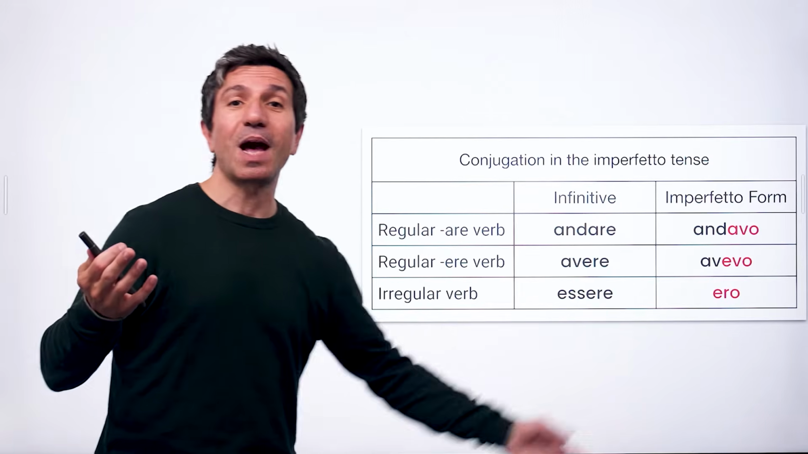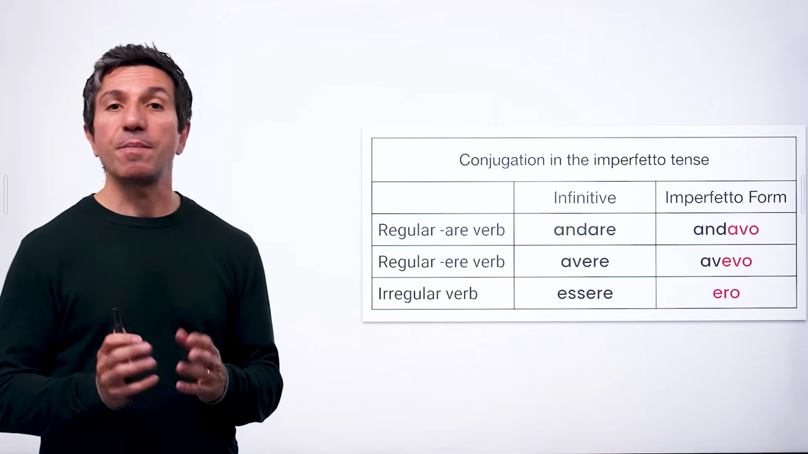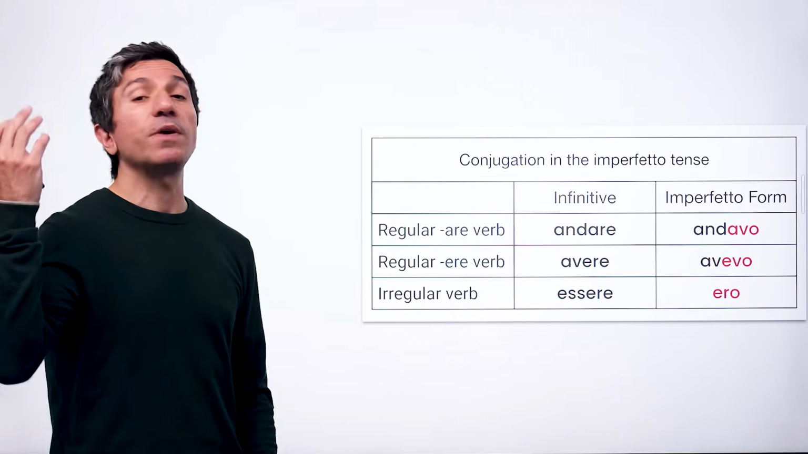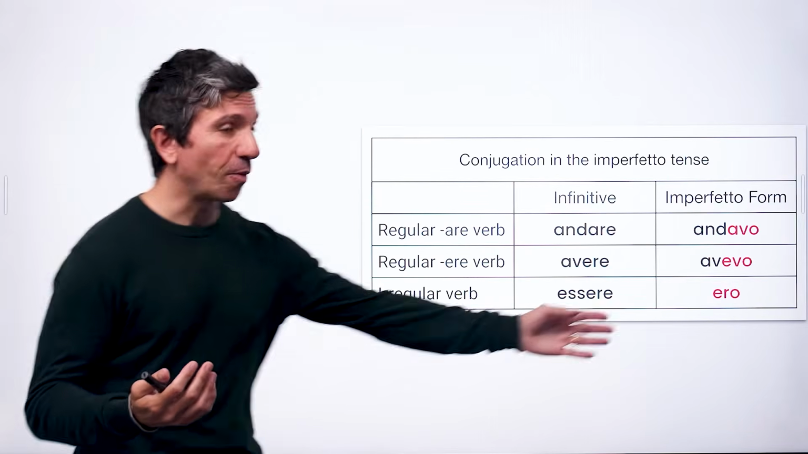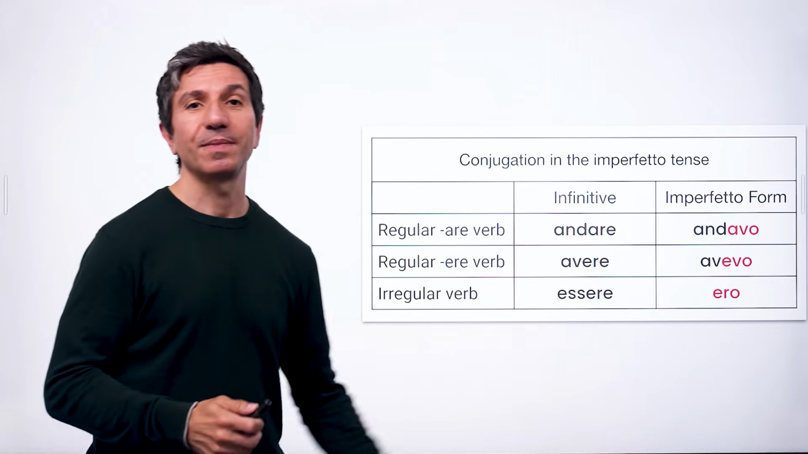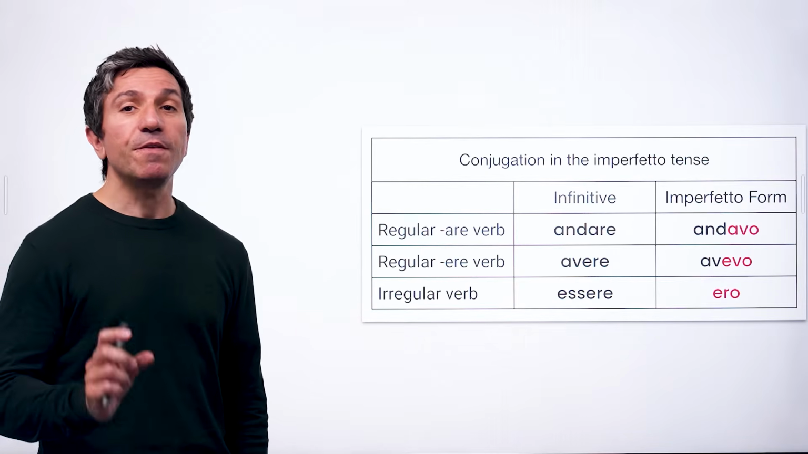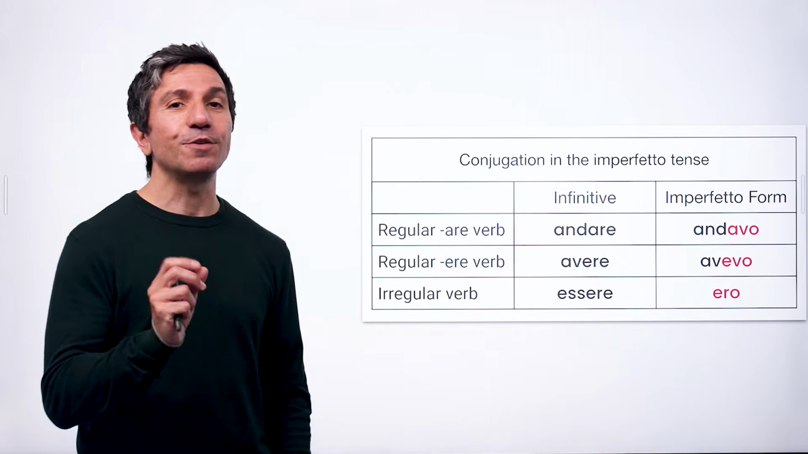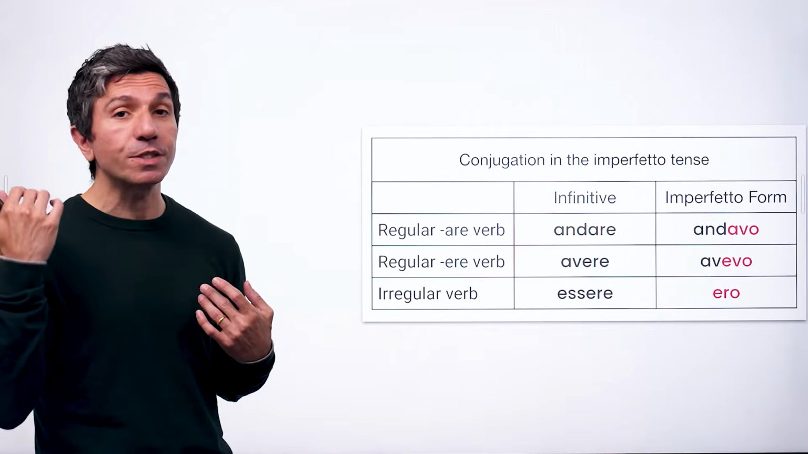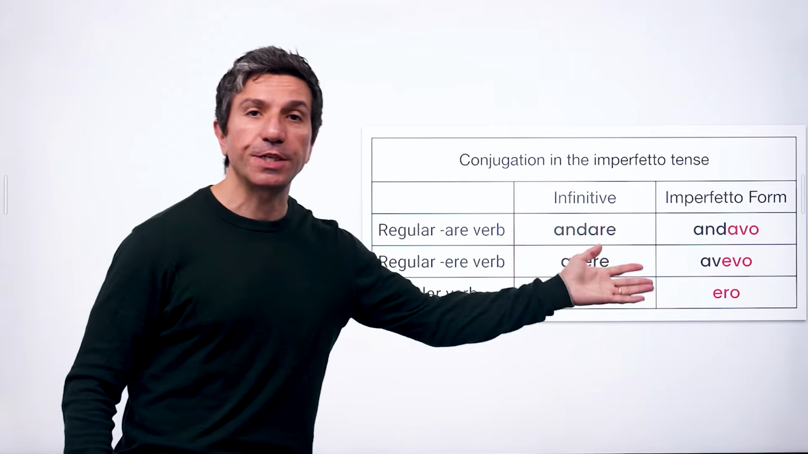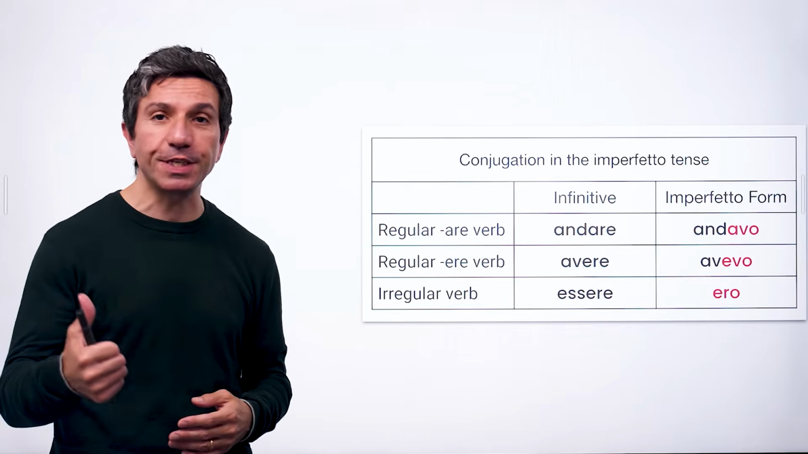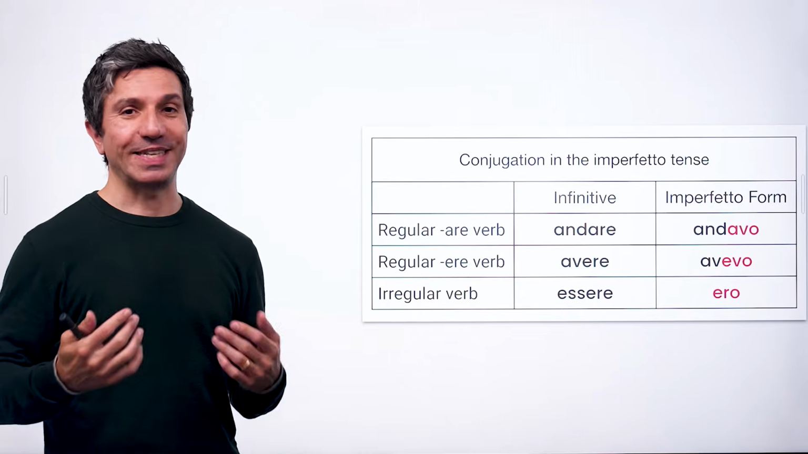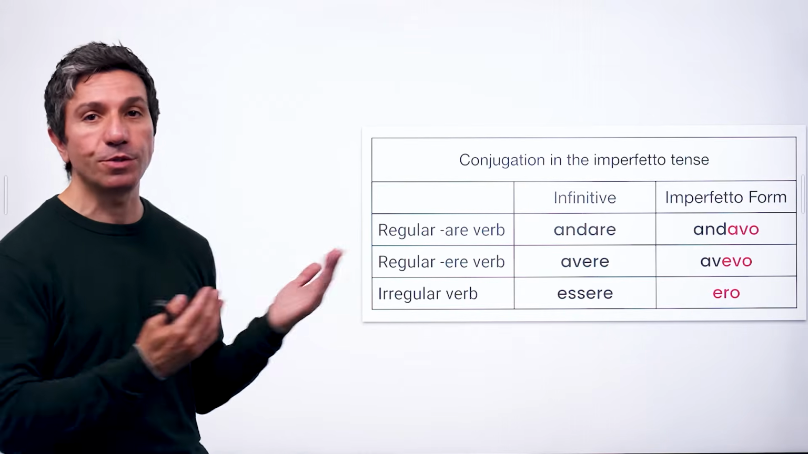Avevo comes from avere. The stem av plus evo gives I used to have. Ero comes from essere, which is irregular. Even though it doesn't follow the regular pattern, ero still marks the first person singular form I was. These conjugations allow us to describe experiences, routines, and conditions that lasted over time. Let's now take a closer look at how those endings work.